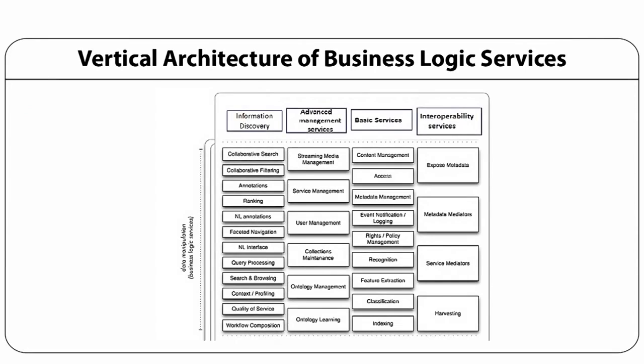The vertical architecture of business logic services. The data manipulation services layer of semantic digital library is represented in 4 vertical layers. These 4 layers are based on the role that they play in interaction with the end users in the semantic digital library. One is the information discovery, that is access, search and browsing. Second is the advanced management services. Third is basic services. And fourth is interoperability services.